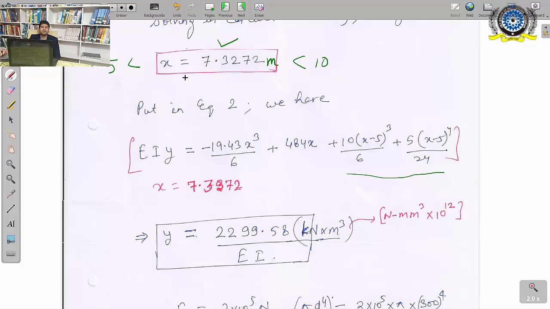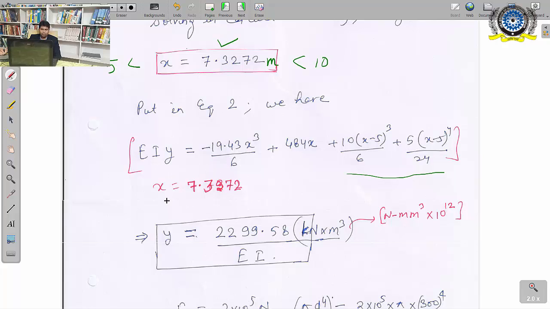Had it been, for example, that x came out to be 11 meter, then we would have discarded this equation. Rather, we would have tried another equation for x between 10 and 15 meter. In that, the whole equation was applicable, and we would again find the value of dy by dx, and check that x must fall between 10 and 15 meter.